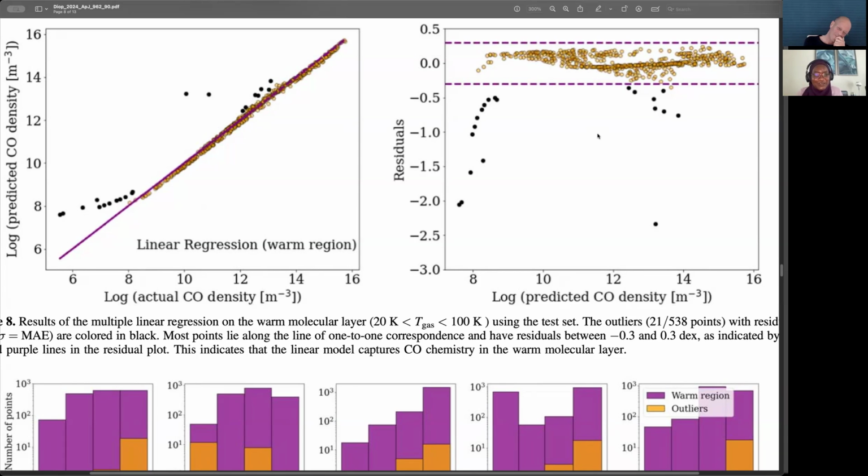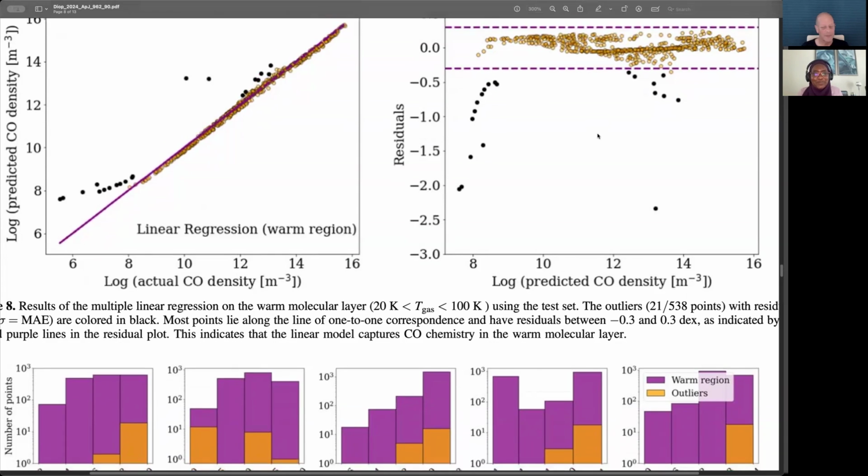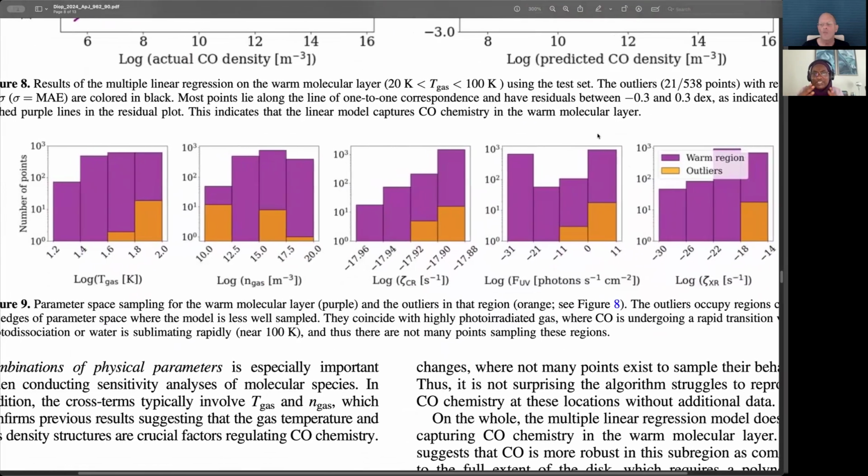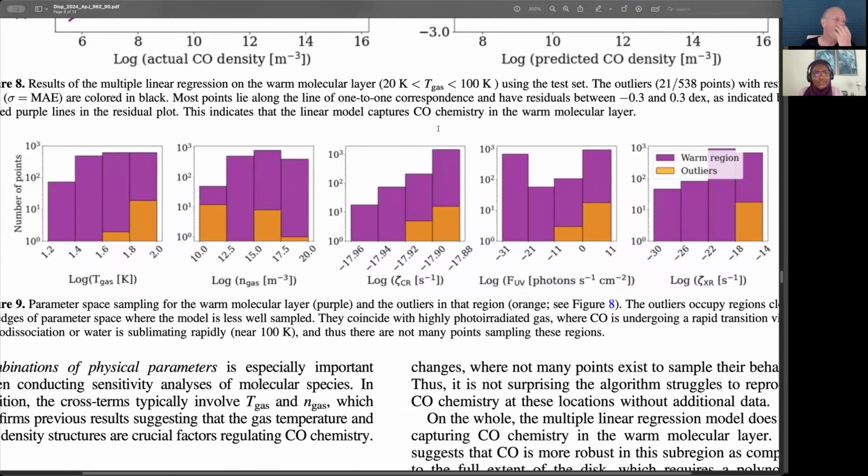We can go to figure 9, where we start to see the physical conditions for these outliers. Here we show the distribution of the gas temperature, gas density, and other parameters for this warm region, comparing it to the distribution of the outliers. It's important to mention that the outliers are only 20 data points out of the 500 points in the test set, a very small number. But the outliers are mostly located at the edges of parameter space.